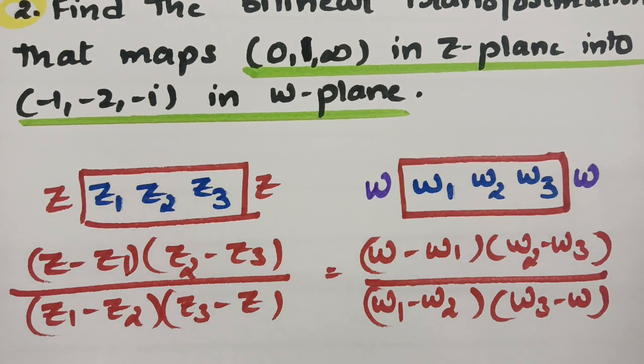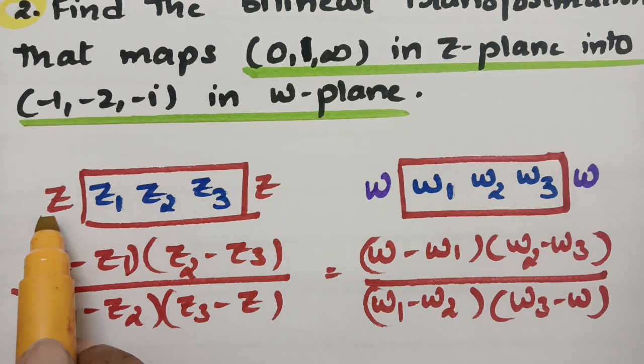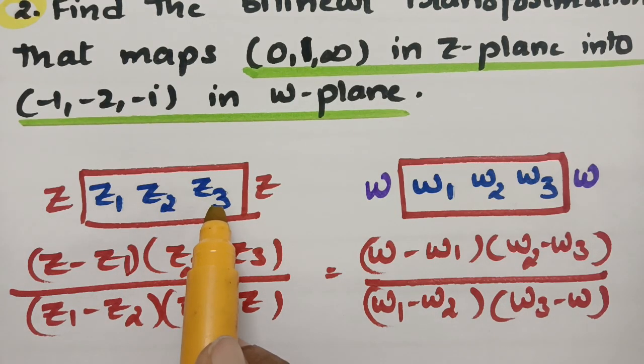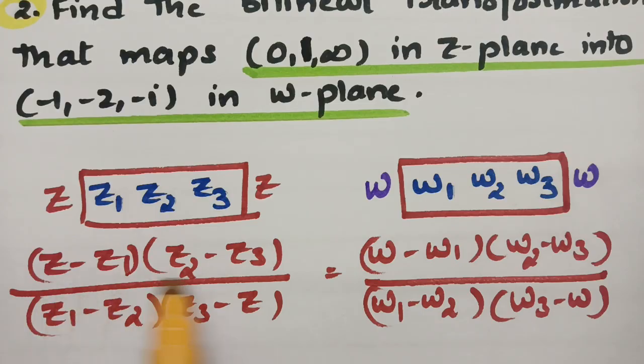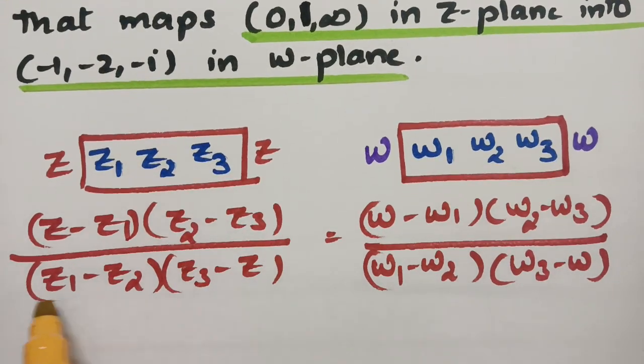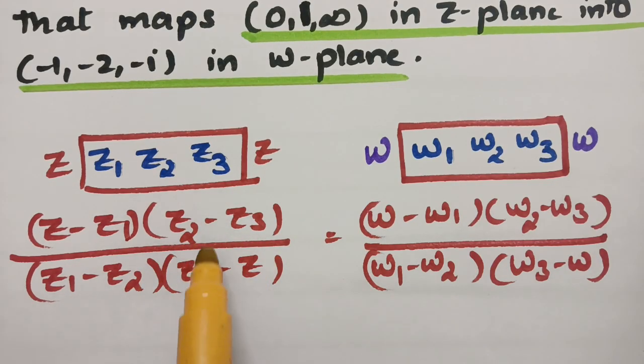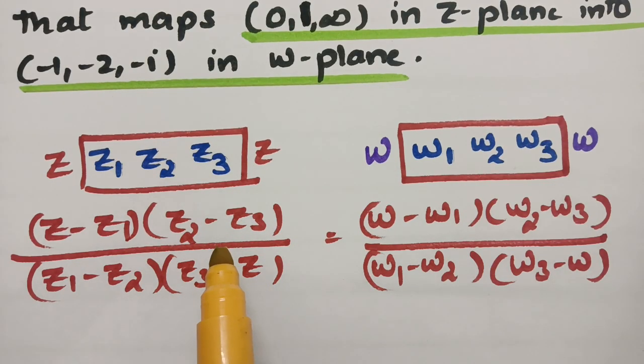So how to remember this formula? Apply z on both sides. First of all, we take the first four points and frame the formula: z minus z1, z2 minus z3 in the numerator. Then in the denominator we shift the four points towards z1, z2, z3, z: z1 minus z2, z3 minus z. This is how easily you can remember it.